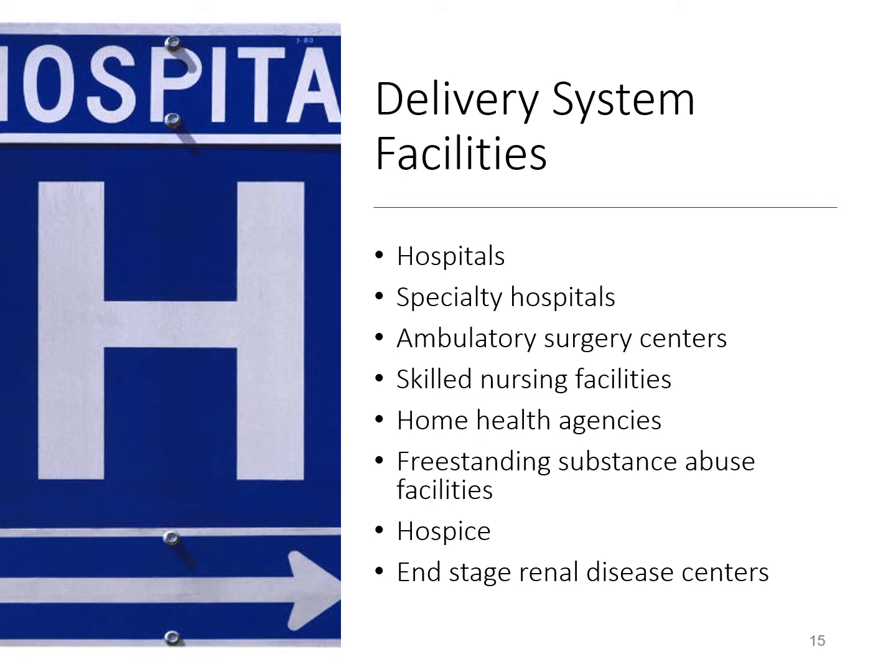Ambulatory surgery centers can perform minor surgeries. Skilled nursing facilities such as nursing homes are Medicare-approved facilities that provide 24-hour care to non-acute patients. Home health agencies provide in-home nursing care. Freestanding substance abuse facilities provide inpatient care for people who are seeking treatment for substance abuse. Hospices provide palliative care for terminally ill patients. End-stage renal disease, or ESRD centers, provide care for people with ESRD.